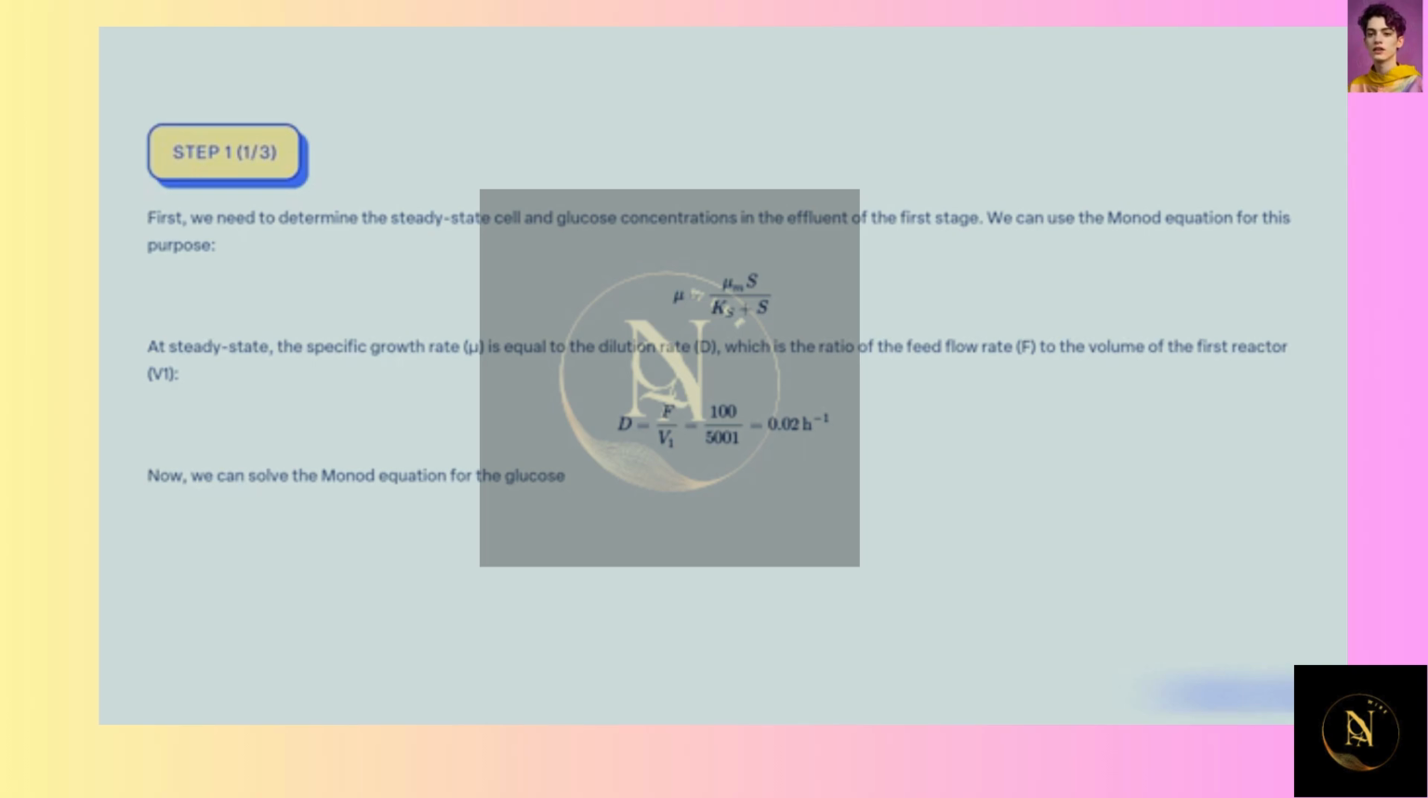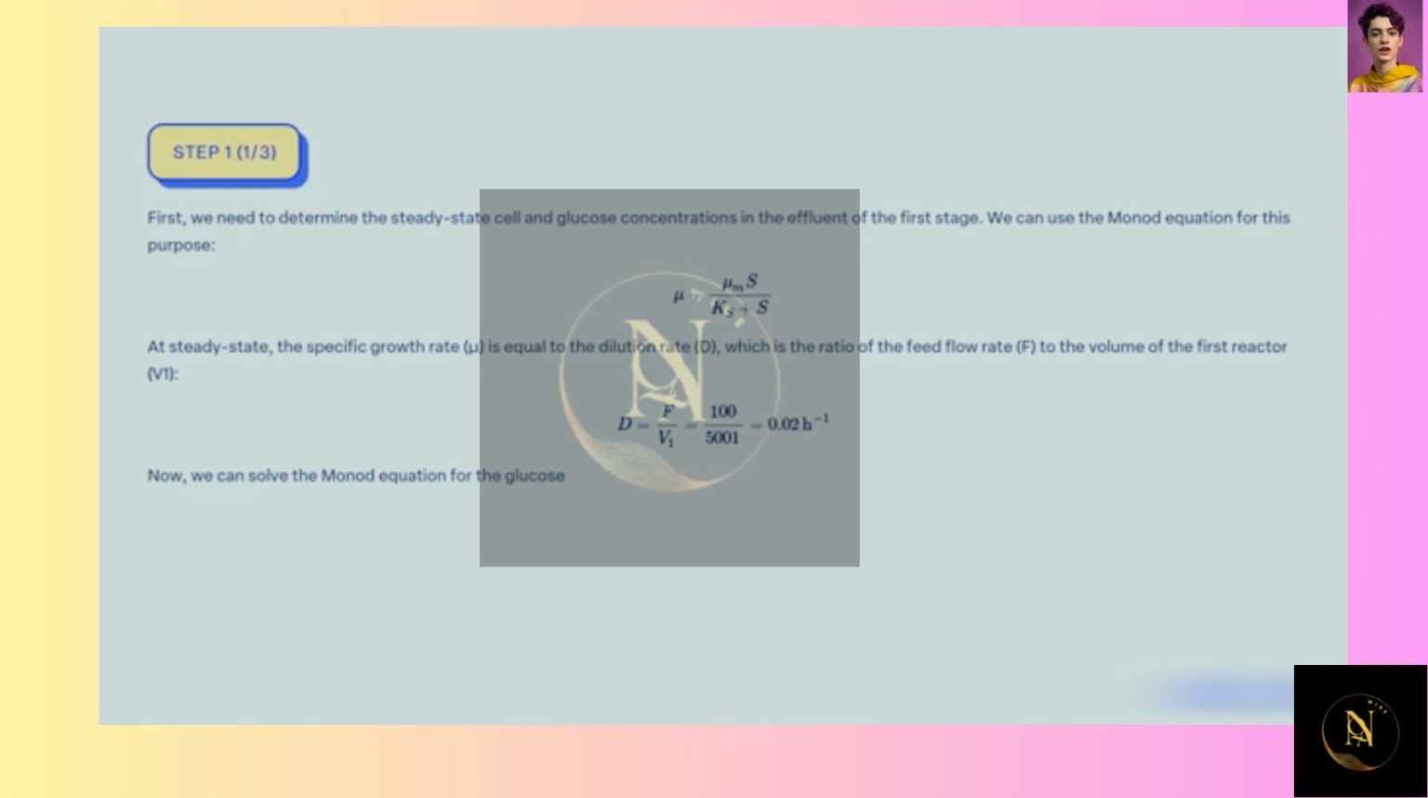μ equals μ_ms S divided by Ks plus S. At steady state, the specific growth rate is equal to the dilution rate D, which is the ratio of the feed flow rate F to the volume of the first reactor V1. D equals F divided by V1 equals 100 divided by 500, which equals 0.2 h⁻¹.